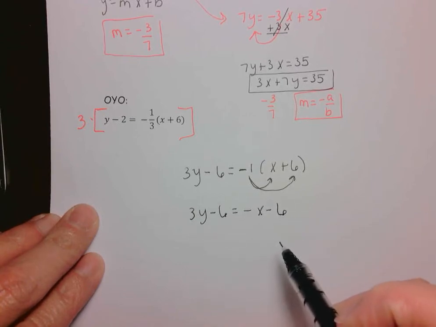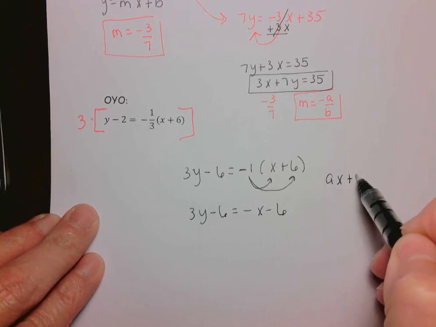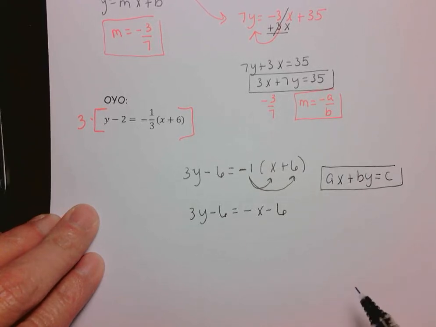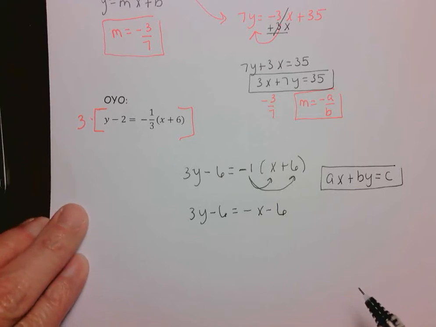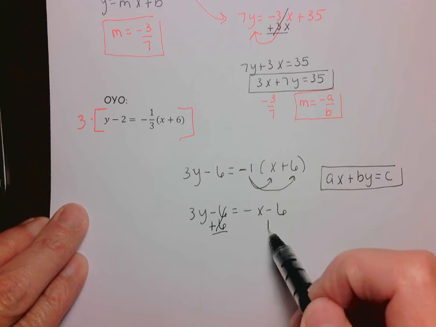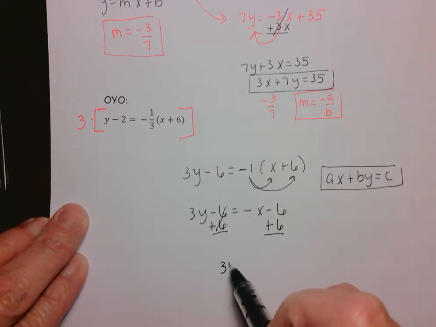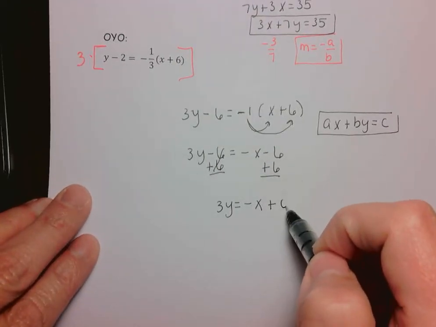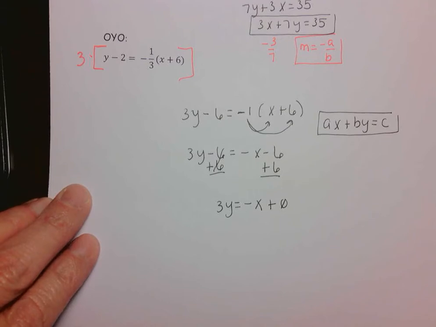Now what do I need to do? Write down what standard form is so you can look at it. This is what standard form is. I want to get all the terms that have the variable on one side, and I want to get the constant by itself on the other. So let me go ahead and move my constant over. And if it doesn't, just so you don't get confused, you can say plus 0 if that helps you, but you don't have to. Okay, so now what am I going to do?